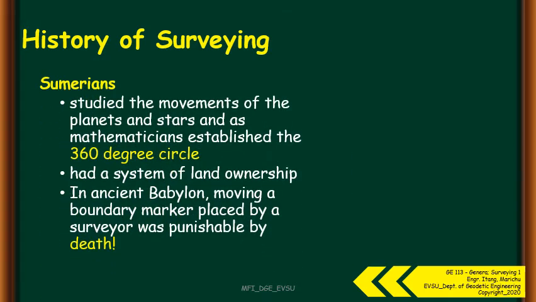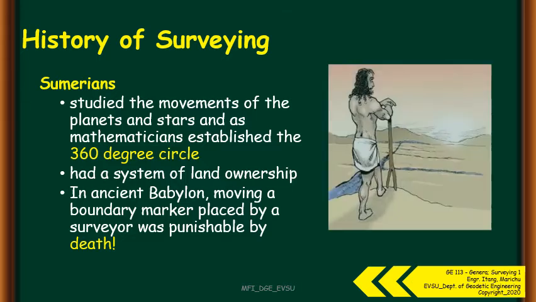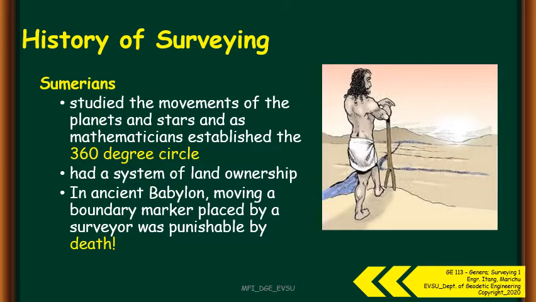So, we have here the Sumerians. They studied the movement of the planets and stars, and as mathematicians, established the 360-degree circle. They were the first to have a system of land ownership. In the time of the Sumerians, moving a boundary marker, for example a monument, placed by a surveyor was punishable by death.